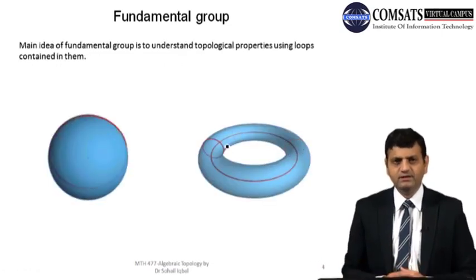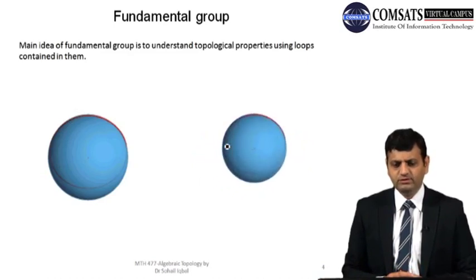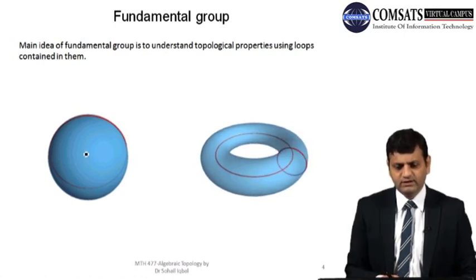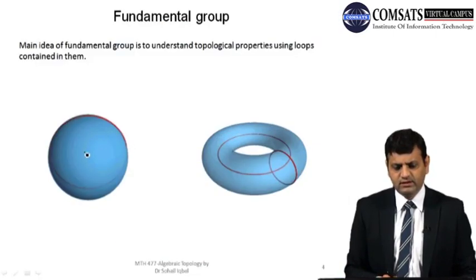So what is the main idea of the fundamental group? The main idea is to understand topological properties using loops contained in them. So what is a loop? We will see the precise definition. But I can say that if I have a space, let's say a sphere, then a loop is basically just a simple closed curve, in other words a curve which looks like this. So this is a loop.